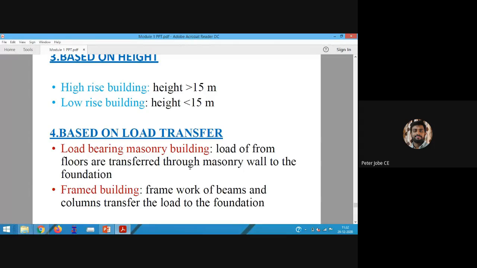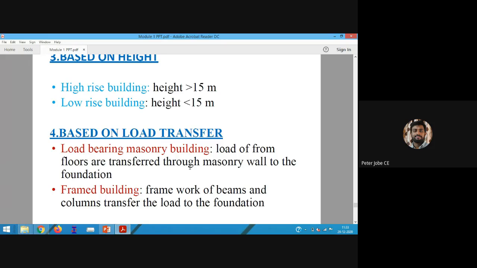We can't build a high-rise building as a masonry building, because it will be very difficult to align the masonry walls vertically. If something happens and the vertical alignment is disturbed, then the whole building will collapse. We will never use a load-bearing masonry building for a high-rise structure. If it's a high-rise structure, it is a frame building. And even nowadays for low-rise structures or single-story residential buildings, people have started to use frame buildings, because a frame building has better resistance against earthquakes, wind, and other natural disasters.